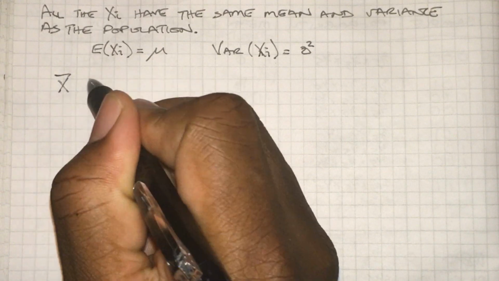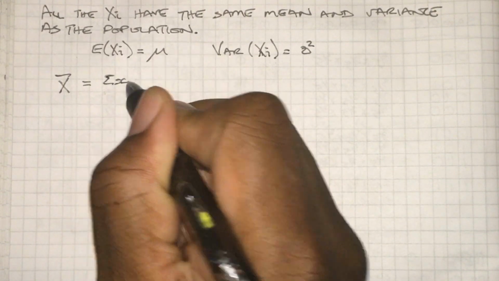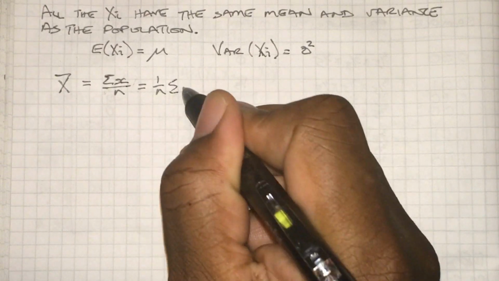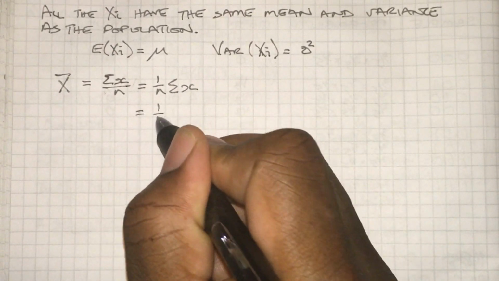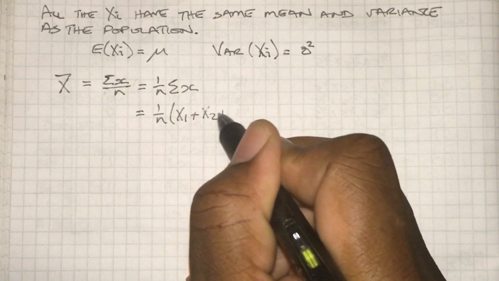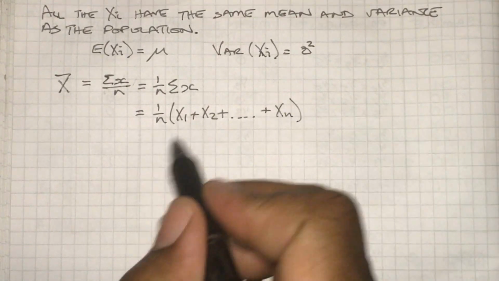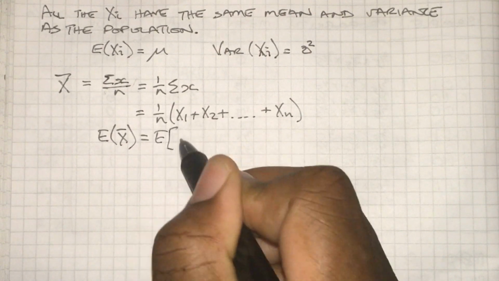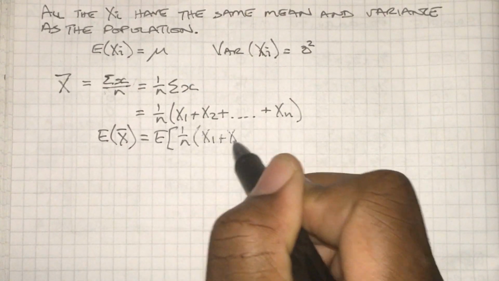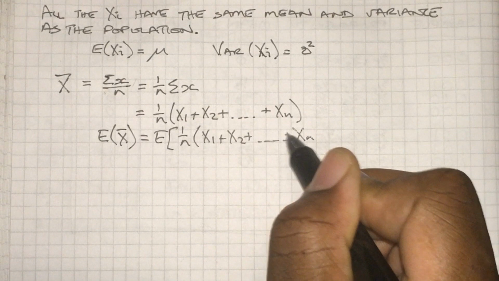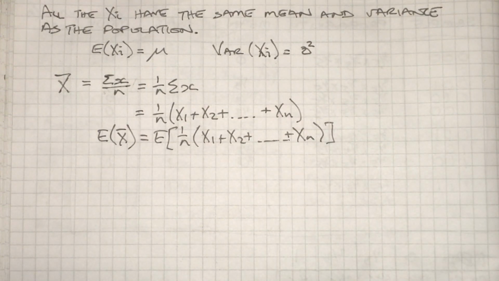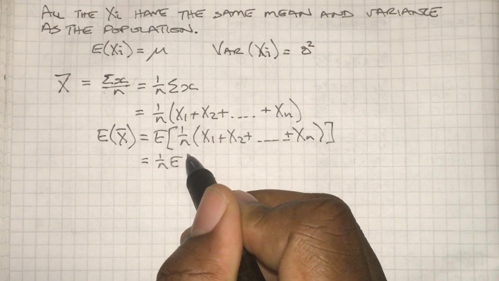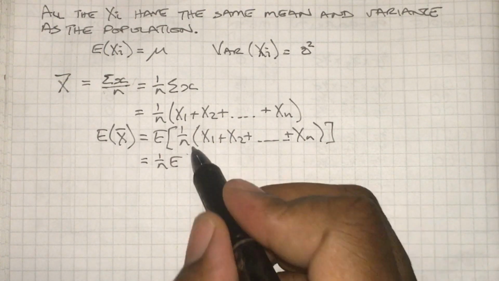Okay, let's go ahead and think about x bar. So x bar, we know its formula, sum of x over n, or I can write it as 1 over n multiplied by the sum of x, which I can expand to show the individual sample items that were being added together. And then we go ahead and take the expectation of both sides. So the expectation of x bar equals this expression.